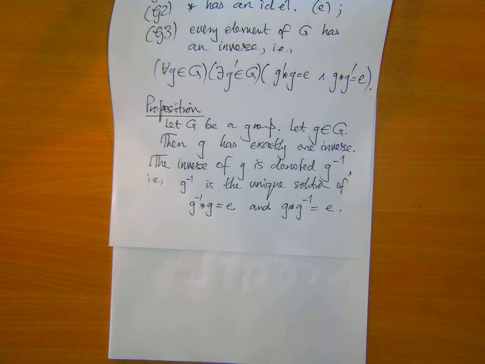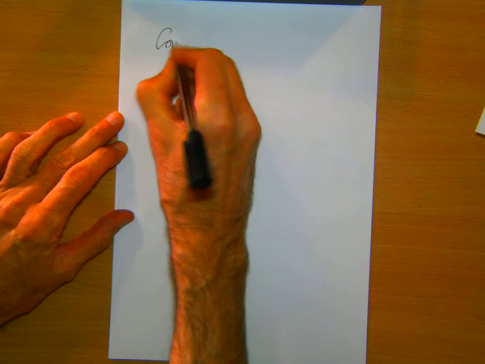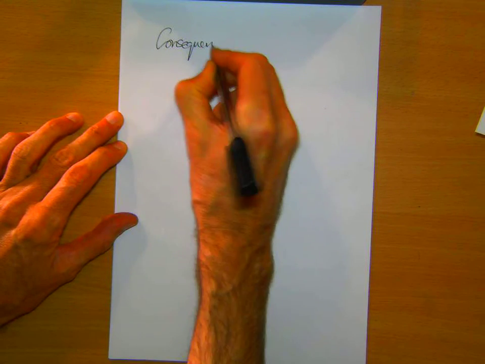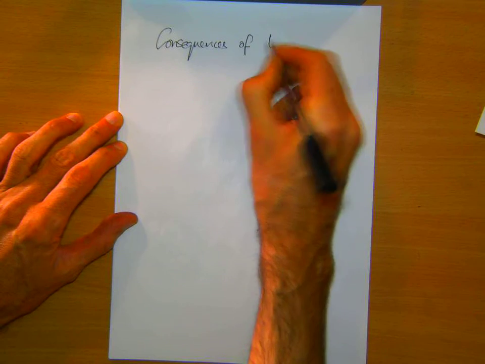We have to write both of those down because we want our inverse to work both on the left and on the right. And if our binary operation is not commutative, then having it on the left might not mean that it works on the right as well. So we want it to work on both sides. It's a two-sided inverse. So that's just a review of what we did last time. So what I want to do first is just some useful consequences of this proposition.